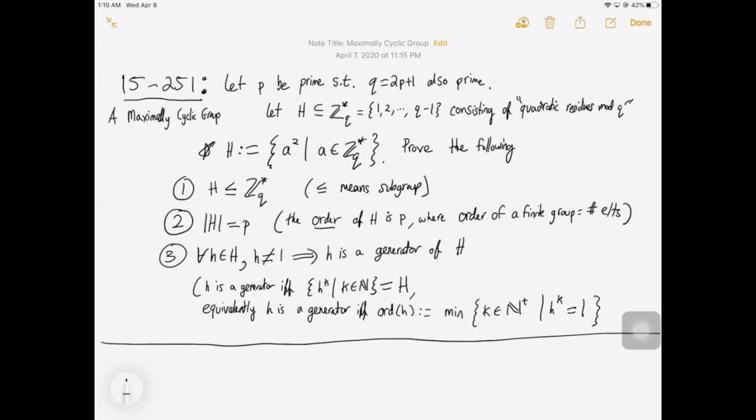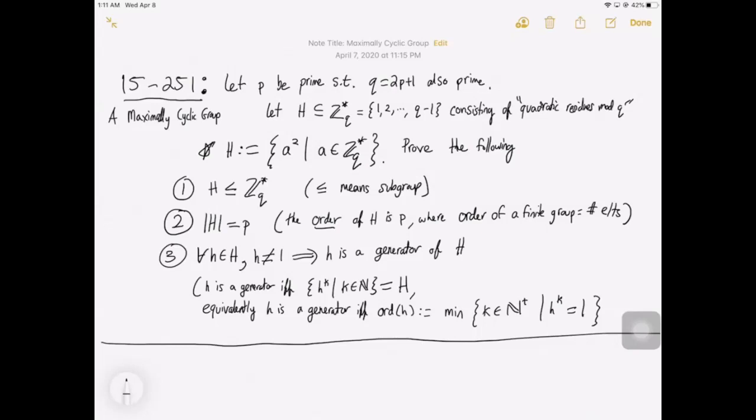So here we have the star. Next to the star, we have the formal mathematical definition of H. It's a squared, where a ranges in Z star q. Quick note, I'm going to sometimes talk about H as being a set, and sometimes as a group. I will conflate the two, but hopefully that doesn't cause too much confusion.